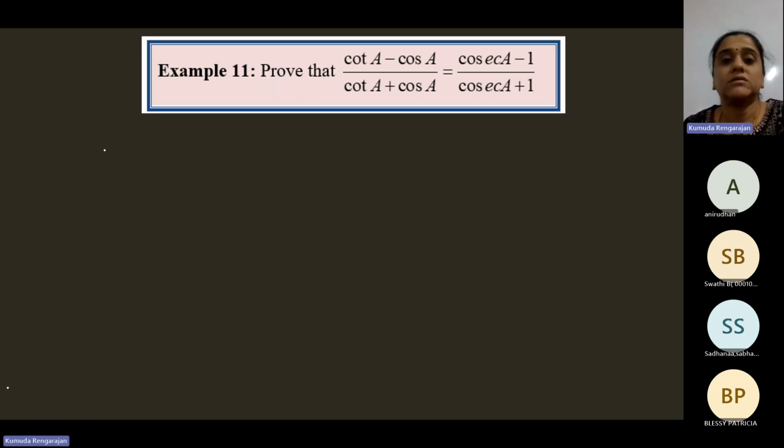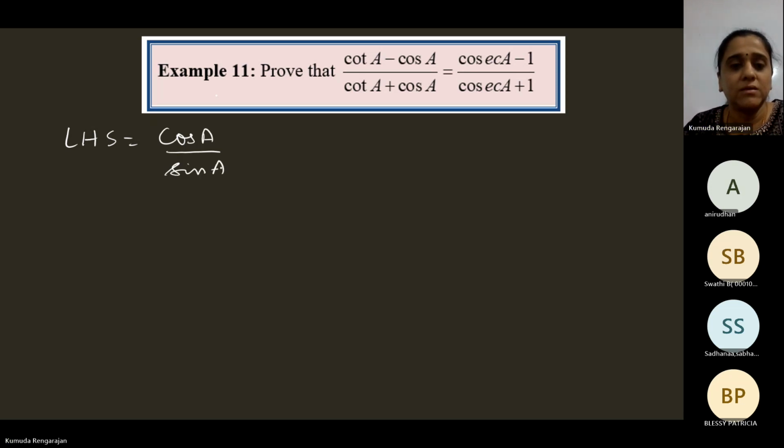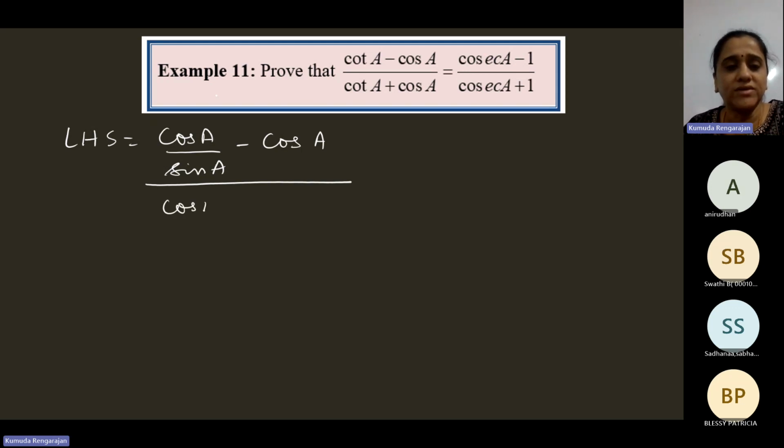All right. Look at this one. Prove that cot A minus cos A by cot A plus cos A is equal to cosecant A minus 1 by cosecant A plus 1. Now, as we have understood, we need to change other ratios to sine or cos. So in the LHS, what is cot A? Cos A by sine A, minus cos A, divided by cot A, which is cos A by sine A, plus cos A.